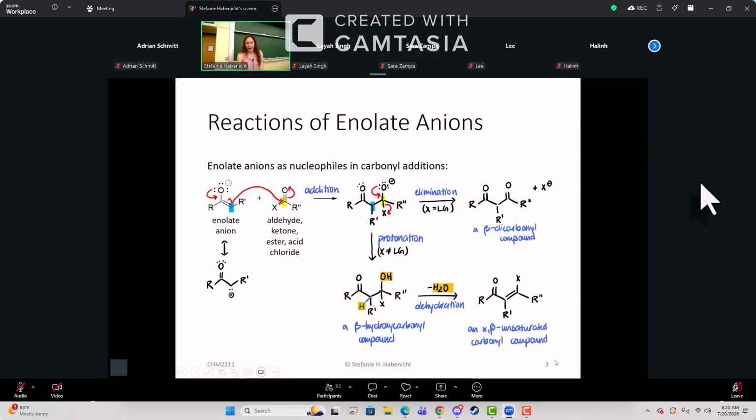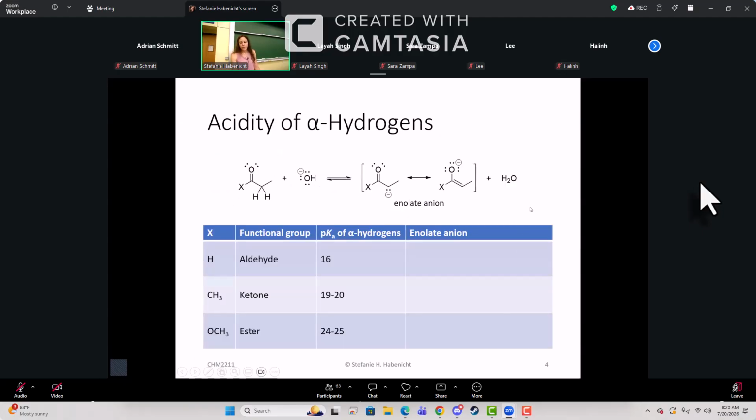All right, now having or being able to use these enolate anions in different reactions, we of course have to be able to prepare them from the parent carbonyl compounds. And there's the question of which side of the equilibrium do we want to favor? The side of the parent carbonyl, the side of the enolate? We need to be able to choose the right base to get the position of equilibrium that we want. And so it's important to know the approximate pKa values of these different alpha hydrogens.